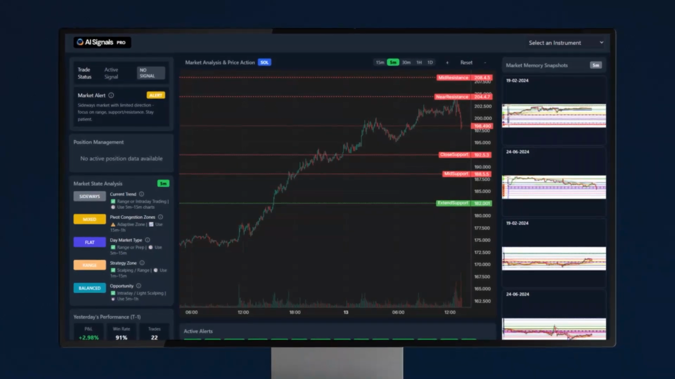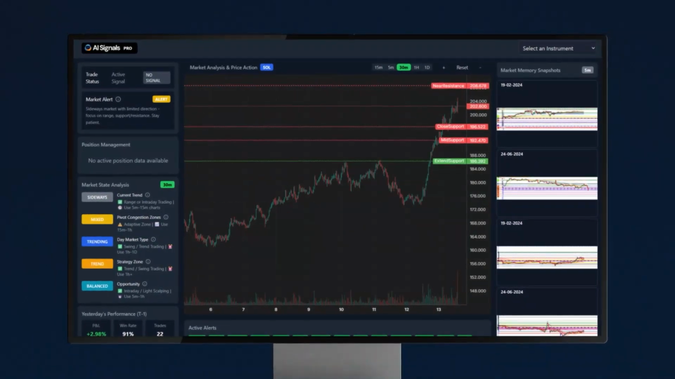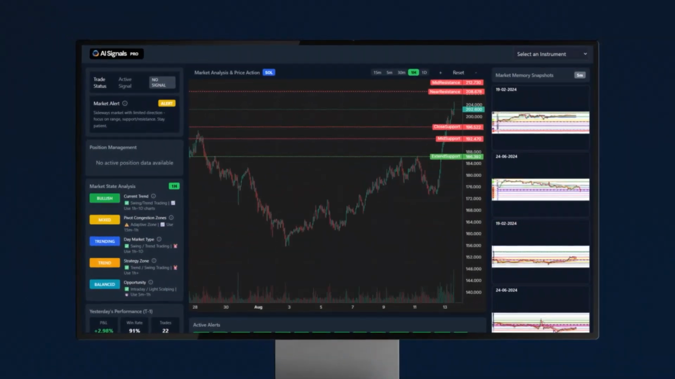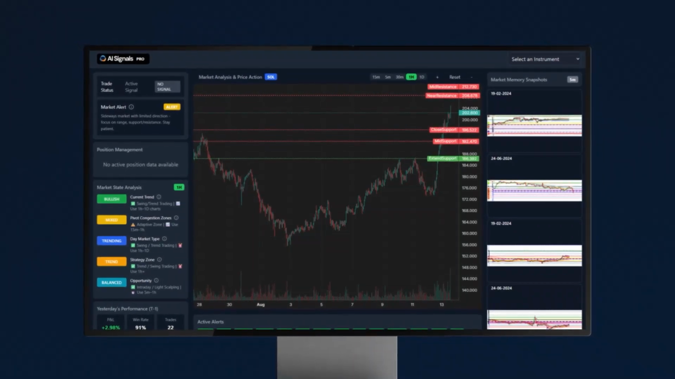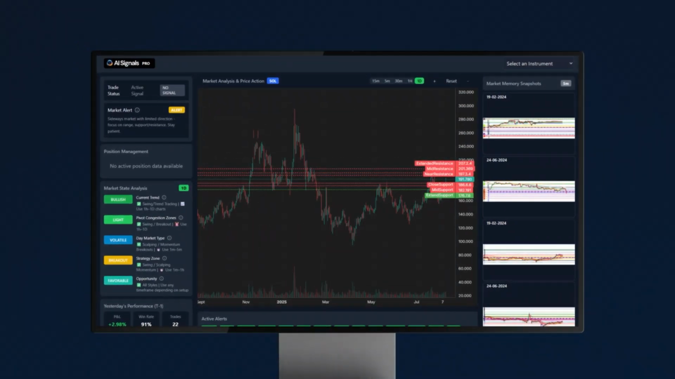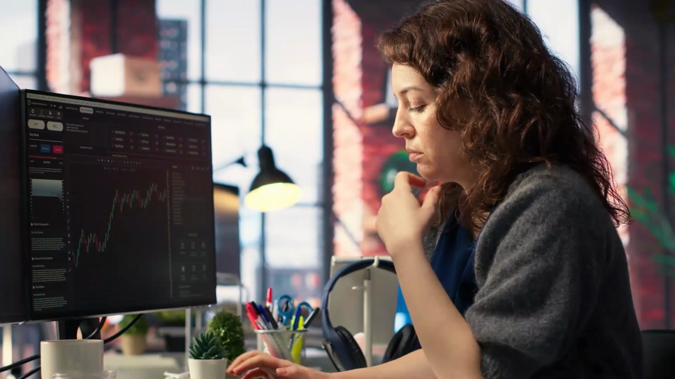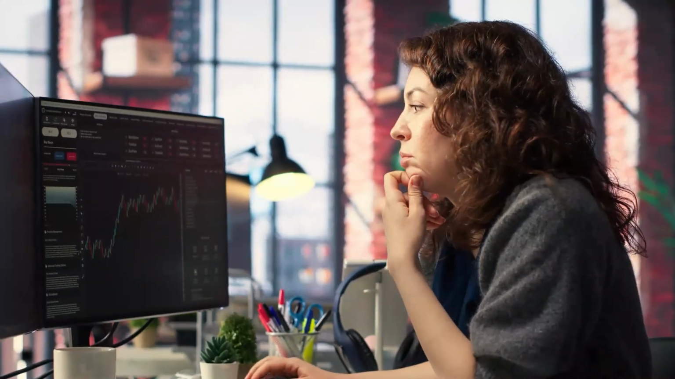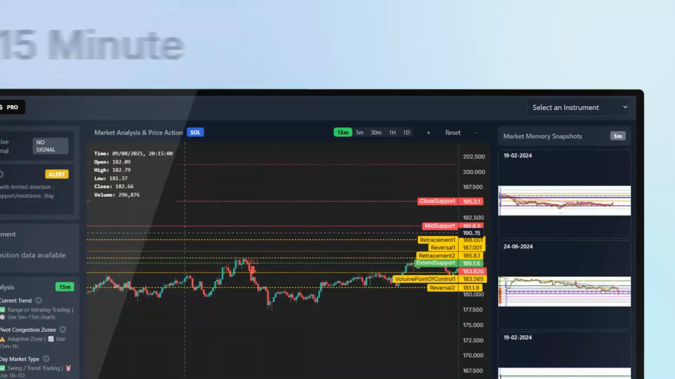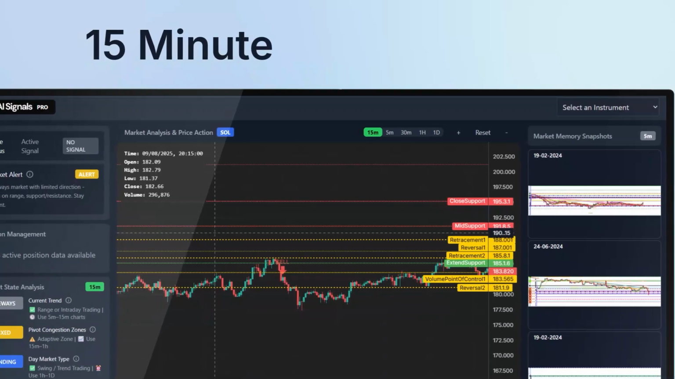Each time frame also loads its own AI-calibrated pivot structure and SR map. So the system adapts to how you trade, not the other way around. Trade the way you want. The structure will follow. Signals are optimized for the 15-minute chart.